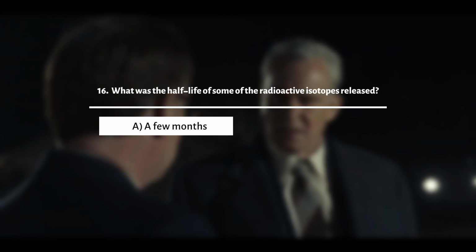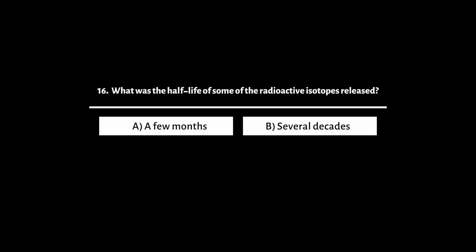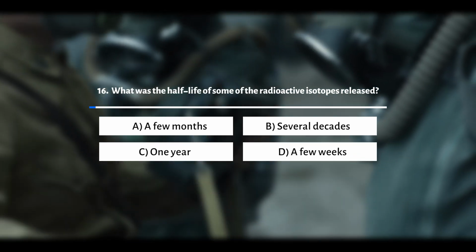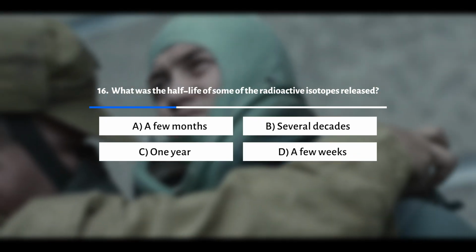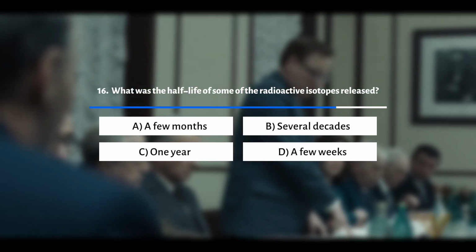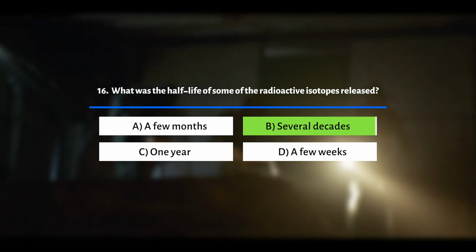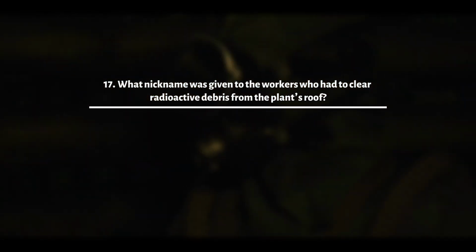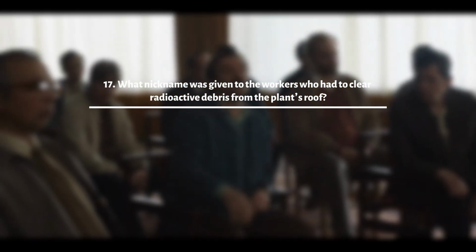A. A few months. B. Several decades. C. 1 year. D. A few weeks. Correct answer, several decades. 17. What nickname was given to the workers who had to clear radioactive debris from the plant's roof?